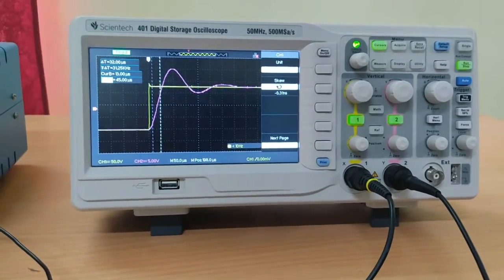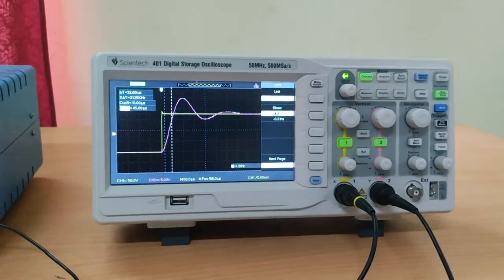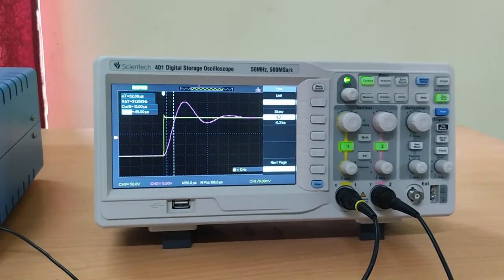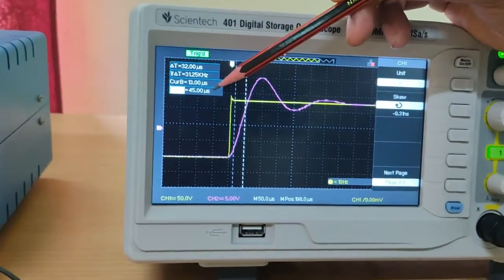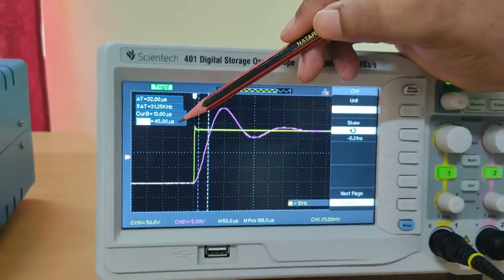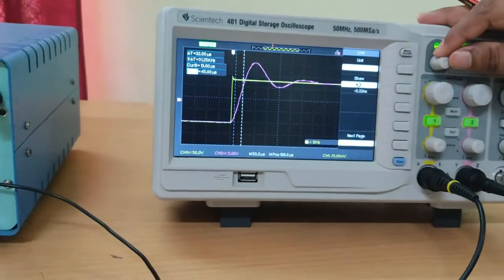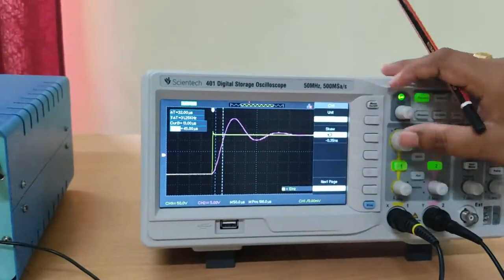First I am going to measure the delay time. Delay time is the time for the response to reach 50% for the first time. Here you can see this cursor indicates the time, and I have taken cursor A here. This time period will indicate your delay time. Delay time is at 50% of your response.